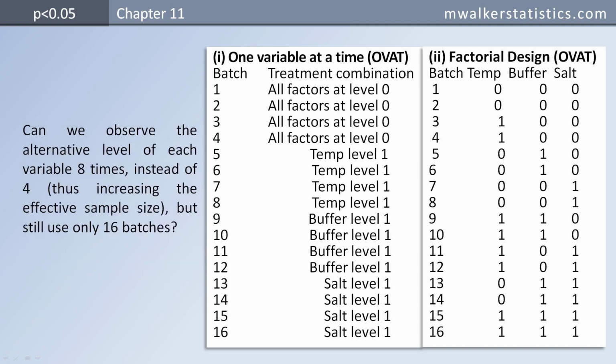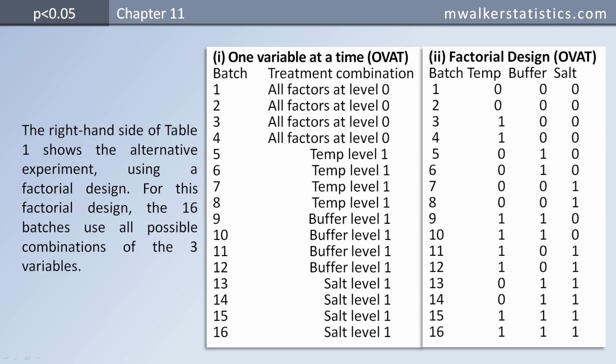Can we observe the alternative level of each variable 8 times, instead of 4, thus increasing the effective sample size, but still use only 16 batches? The right-hand side of Table 1 shows the alternative experiment using a factorial design. For this factorial design, the 16 batches use all possible combinations of the 3 variables.